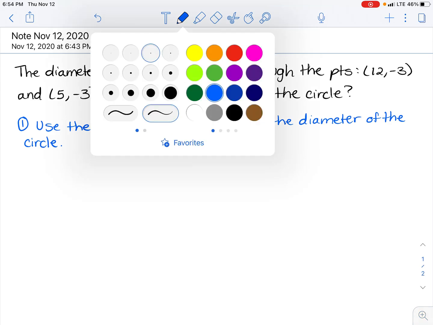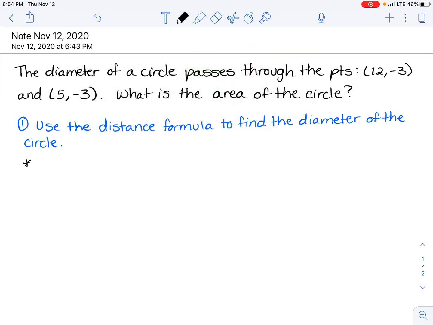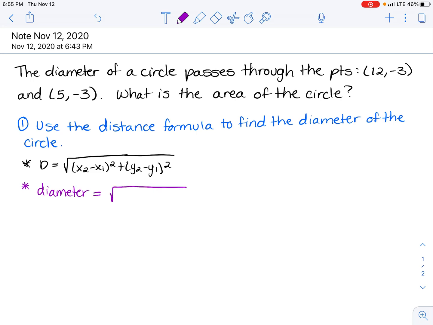And so recall the distance formula, which is the square root of x2 minus x1 squared plus y2 minus y1 squared. Okay, so here we have that the diameter is equal to the square root of, and so now I'm going to label my points.